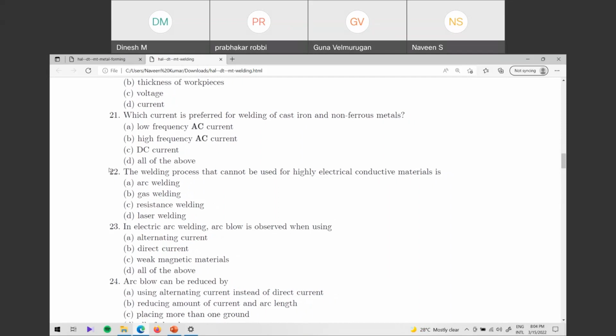of resistance. No? If there is no chance of resistance, there is no heat. If there is no heat, you can't melt it. No melting, no joining. Right? The answer is C. Isn't it right or wrong?